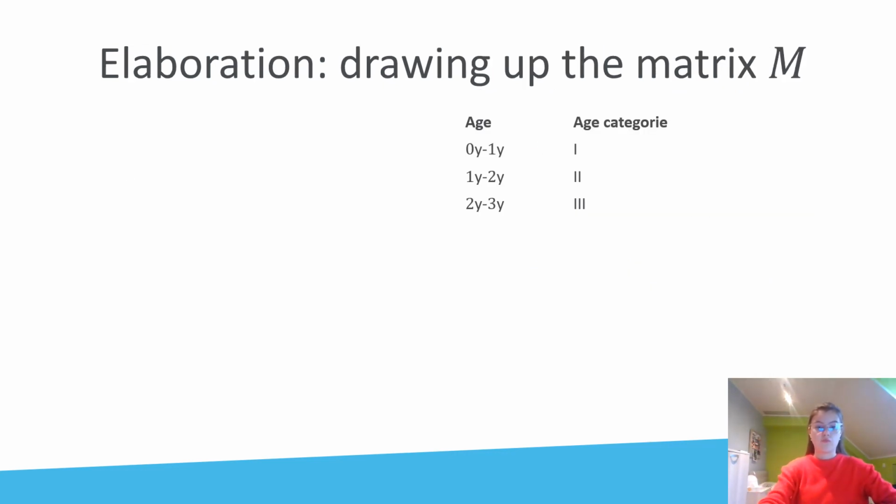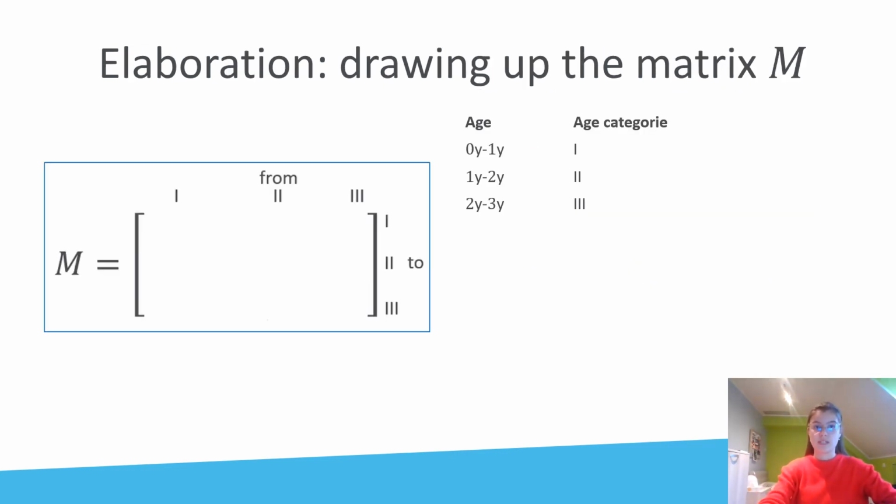We start by writing down our matrix M with the age categories above and next to the matrix. We also write from and to above and next to the matrix. For example, we go from age category 1 to age category 2. For the age from 0 to 1 year, we note the Roman letter 1. For the age from 1 to 2, we note Roman letter 2. And for the age of 2 to 3, we note the Roman letter 3. We can stop at 3 because no insects are older than 3 years.